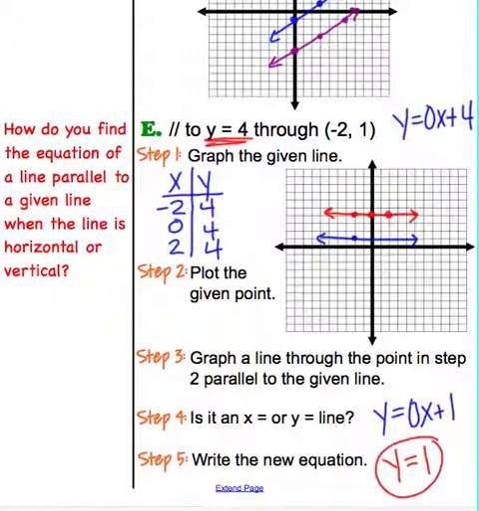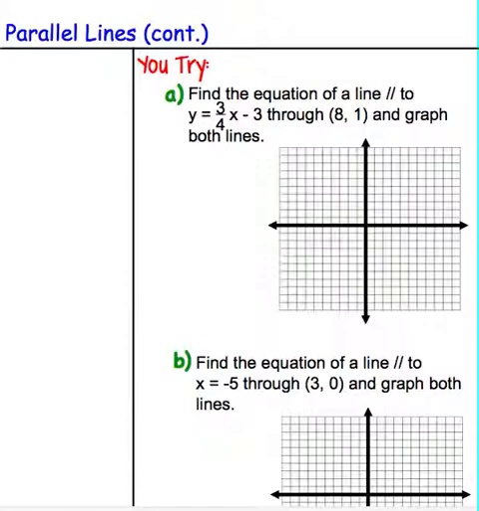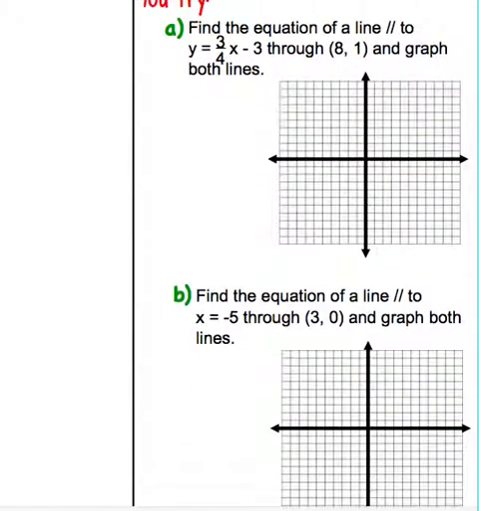So then you can go ahead and try these two problems on your own. Finding the equation of a line parallel to y equals 3/4 x minus 3 through 8, 1. And find the equation of a line parallel to x equals -5 through 3, 0. Make sure you graph both lines in both situations. And then come with your questions to class tomorrow.